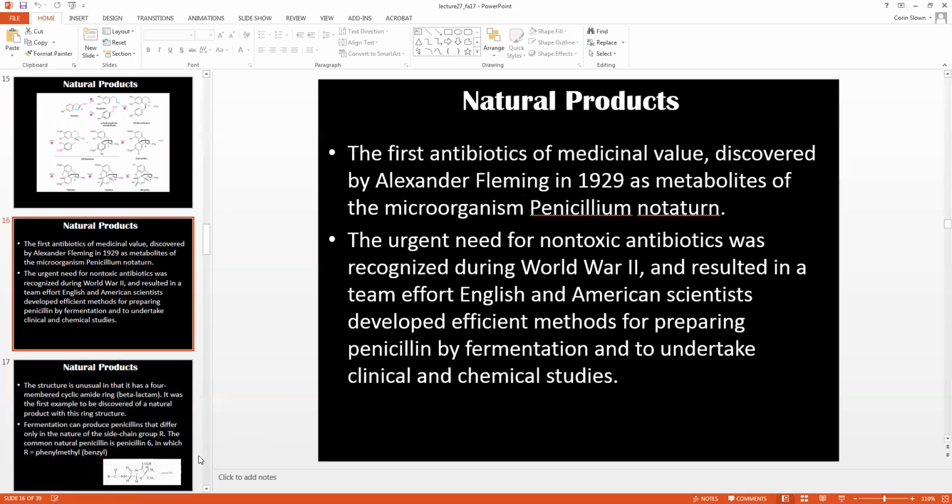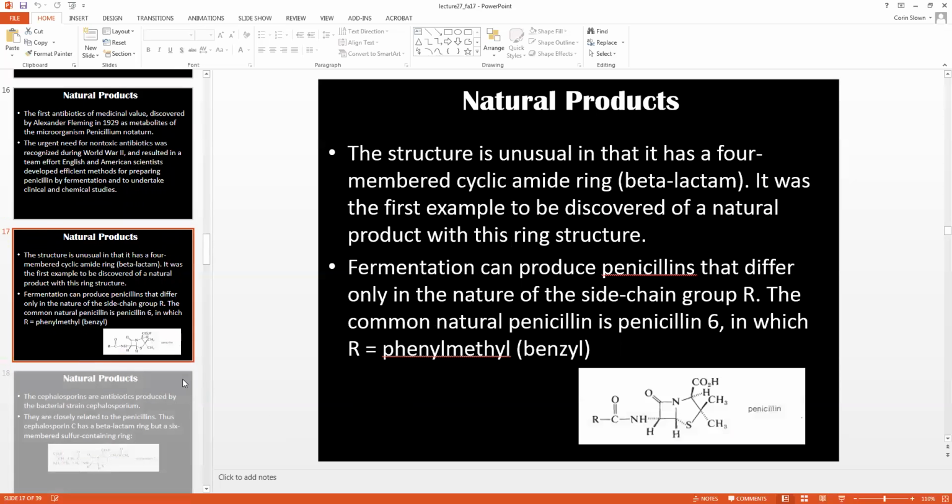When we think about natural products, one of the structures that comes to mind are antibiotics. The first antibiotics of medicinal value were discovered by Alexander Fleming in 1929. These were metabolites of the microorganism Penicillium notatum. It was this urgent need for non-toxic antibiotics, recognized during World War II, that resulted in a team effort of English and American scientists to develop efficient methods for preparing penicillin by fermentation, and to think about the clinical and chemical studies that would result in an understanding of how this molecule works.